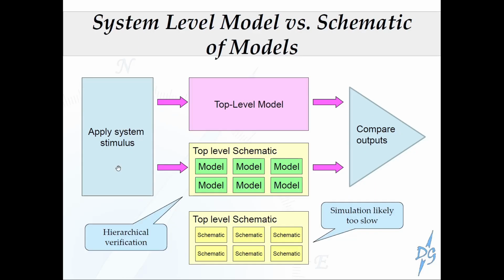At the system level, we're going to do something similar. We're going to apply the system-level stimulus to the top-level model, but this time instead of applying it to the schematic, where every view is a schematic, we're going to apply it to the top-level schematic, where the views are the models. We'll compare the outputs, and if they're the same, within some tolerance, we'll say that the top-level model and the top-level schematic, or the schematic of models, are functionally equivalent. And so we're applying the principle of hierarchical verification here. We could simulate the top-level schematic with schematic views, but the simulation will likely be too slow. So the idea here is that we still have traceability to the transistors.